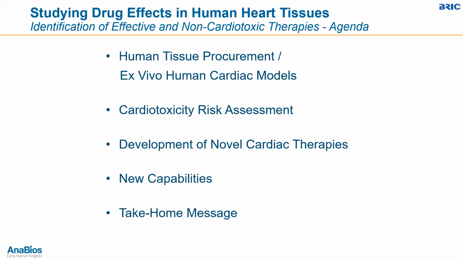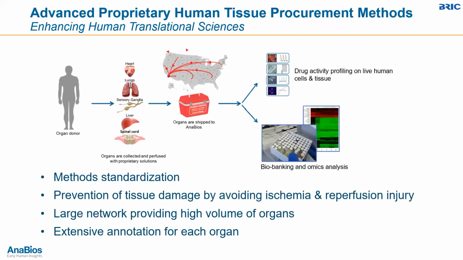First, I will explain the human tissue procurement we do at AnaBios and how we developed the ex vivo human cardiac models. Then I will explain how these models can be used to assess the cardiotoxicity potential of novel drugs and how they can be used to help and support development of novel cardiac therapies. And then quickly, I will show you some new models that we have recently developed and finish my webinar with the take-home message.